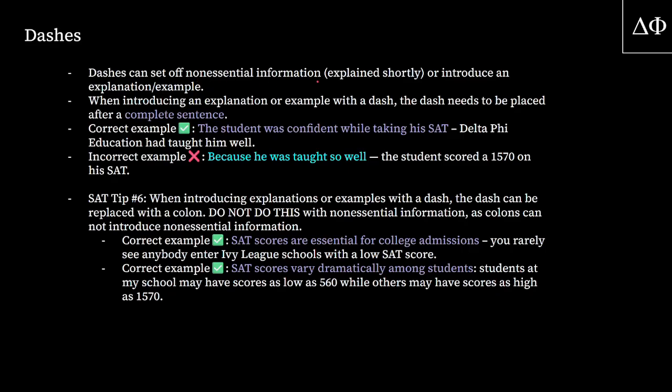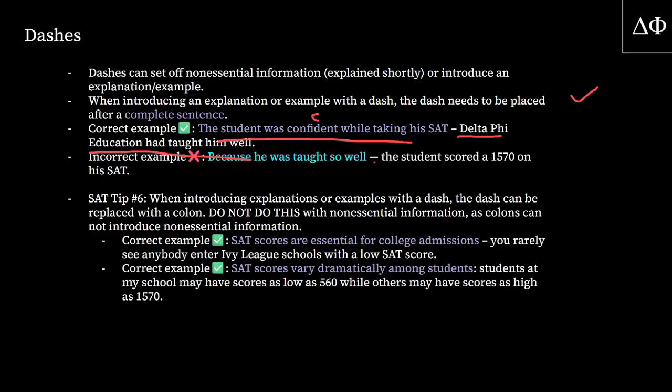Dashes set off non-essential information. This will be explained shortly. And they can also introduce an example. When introducing an explanation or example, a dash is to be placed after a complete sentence. So let's look at this correct example. The student was confident while taking the SAT, dash, Delta Phi Education had taught him well. This is the example, and this is also the complete sentence. So this is correct.